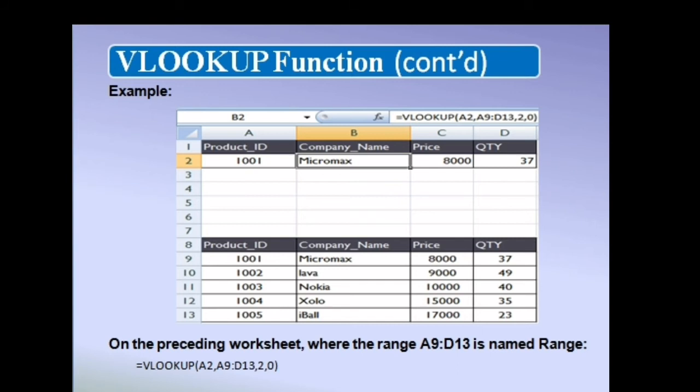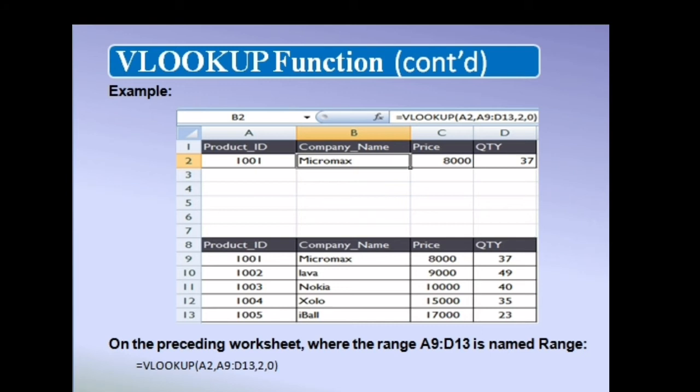After that, if you want the company name, mention the number 2 because the company name is in the second column. At last, mention 0. It will check the condition. If it is true, then it will show the company name. Look here, this is the name of the company, and you can also try to find out the price of that particular product and the quantity. Just change the value in the column number and you will get the answer.